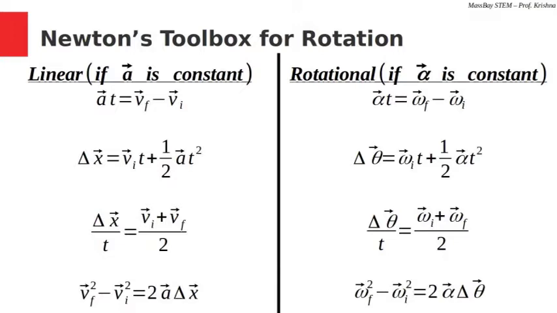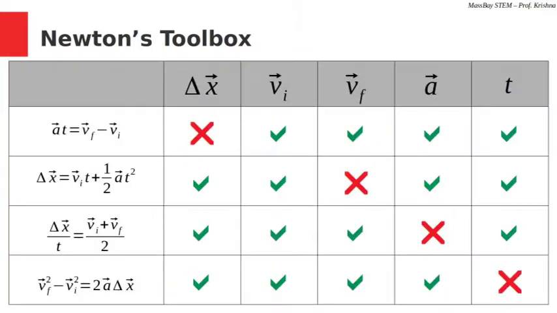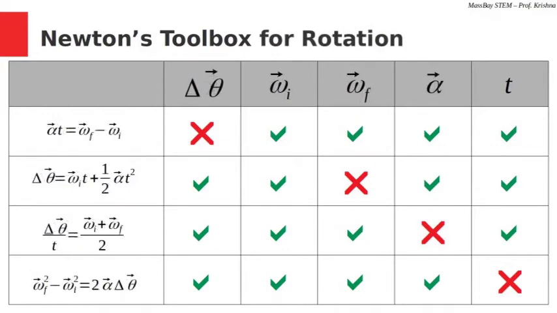As we can see, the rotational forms are structurally identical to the linear forms, but with some new variables in play. Just like the linear Toolbox Equations, each rotational equation uses a different combination of the kinematics variables. Now, let's try these out.